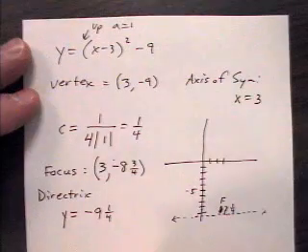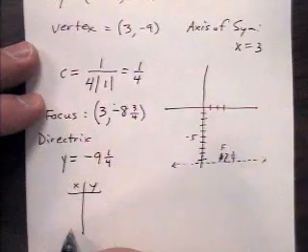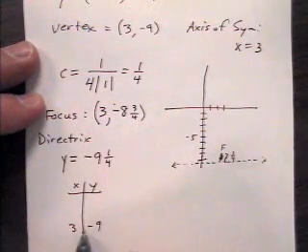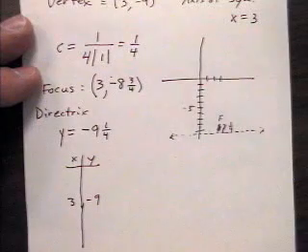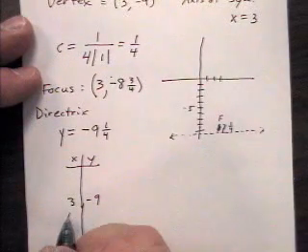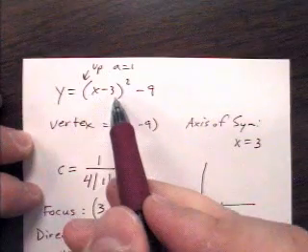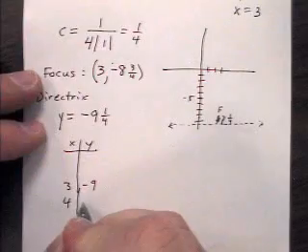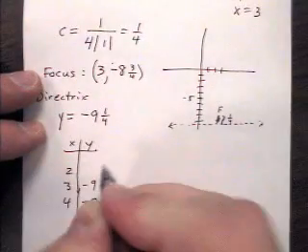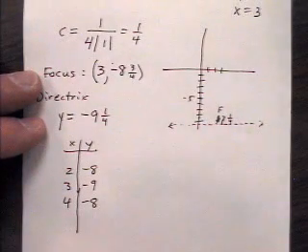Now, can we plot points? Sure, we can plot points. Same way we plotted points back in Algebra 2. You've got 3, negative 9, and you can start picking values to put into your equation. What happens if you put in a 4? You get 4 minus 3 squared, which is 1 squared, which is 1, and 1 minus 9 is negative 8. We know that 2 will also give us negative 8 based on the symmetry of the graph.